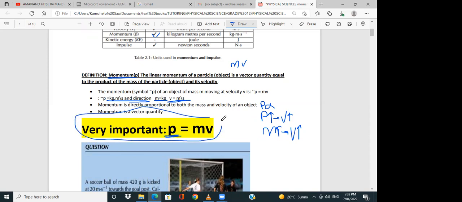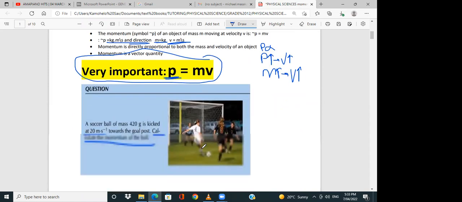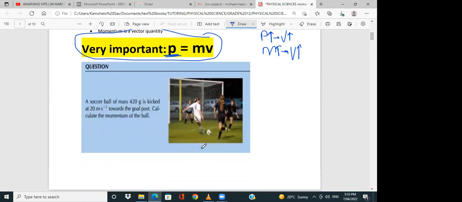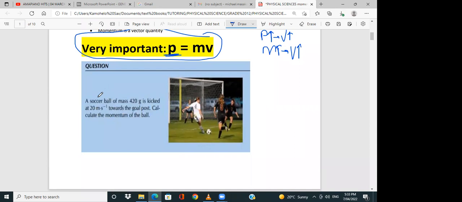Here is our beautiful formula for momentum: P equals M multiplied by V. Going to an example. As you can see from this question here, we are given a soccer ball of mass 420 grams. Let me just use another color real quick.